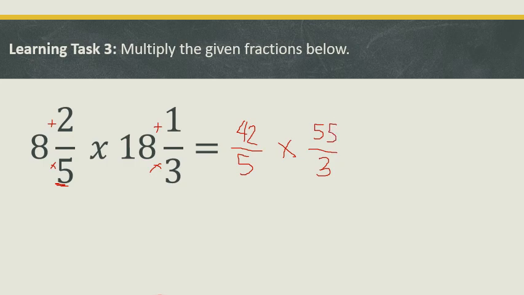And then, saka tayo mag-multiply. So, tingnan natin kung may common factor siya. So, yung 42 and 3 ay may common factor po ba? So, yes. So, pwede silang i-divide sa 3. So, kung pwede siyang i-divide sa 3, ang 42 divided by 3 is 14. Ang 3 divided by 3 is 1.